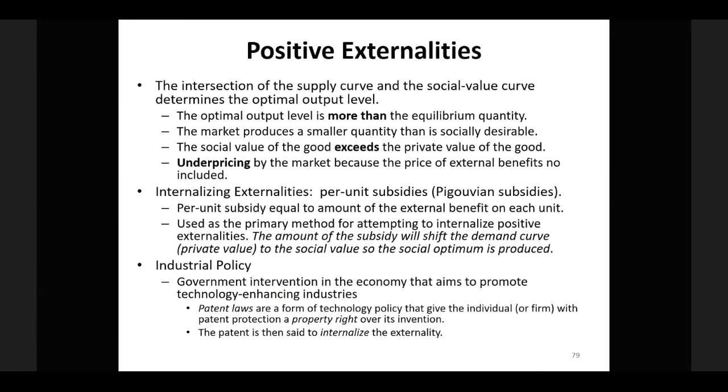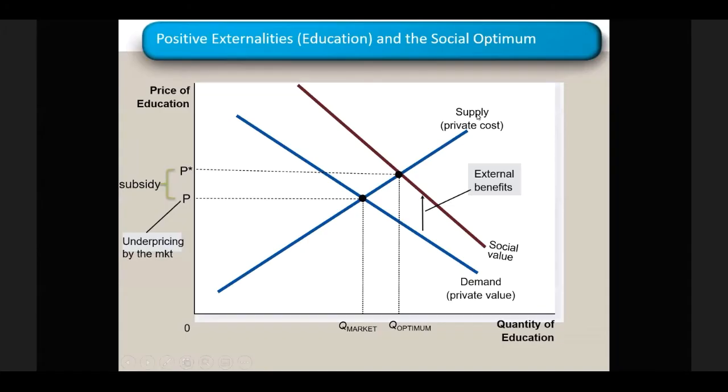So all that I've said there in the diagram is what I put here as some form of notes for you. The intersection between the supply curve and the demand curve, the social value demand function, determines the optimal level of output. But we know that when the optimal level of output is produced, this will be higher than the equilibrium quantity. So you see the optimal level of output here is higher than the equilibrium quantity that is produced by the market.